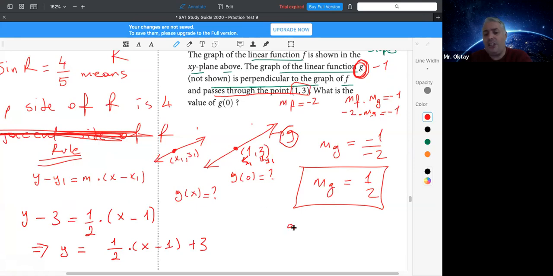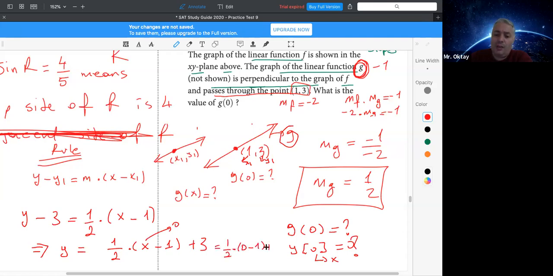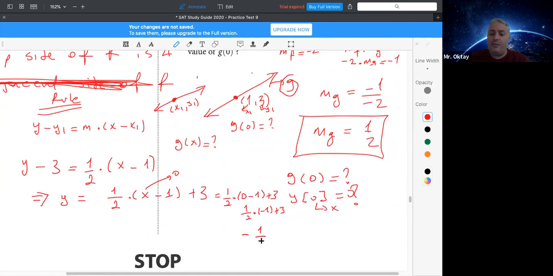Now the question is g at 0. g at 0 means y at x equals 0. What does it mean? When x is 0, what is y? So put 0 here: 1 over 2 times 0 minus 1, plus 3. So 1 over 2 times negative 1 plus 3. So negative 1 over 2 plus 3. Equalize the denominator: negative 1 plus 6 over 2, which is 5 over 2. This is the answer of the question.